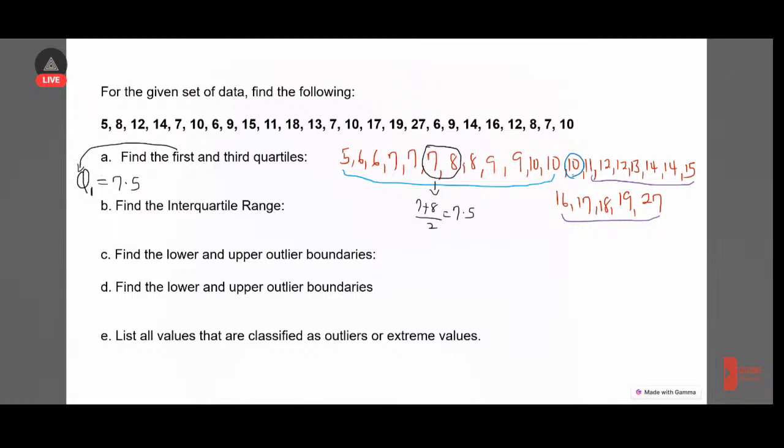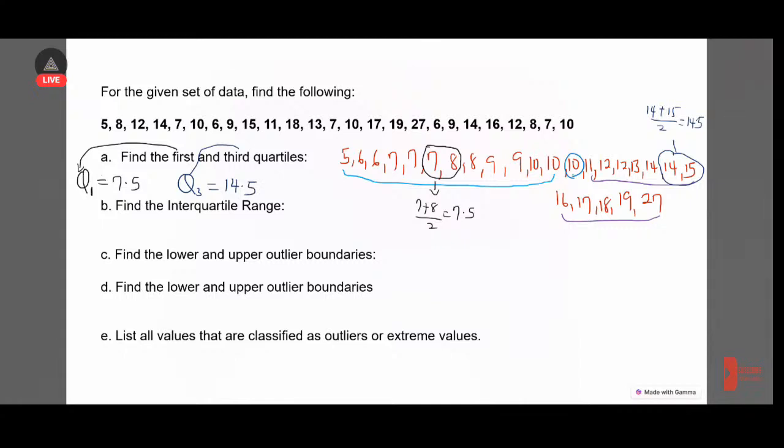Secondly, we have the third quartile, represented as Q3. So you look at the other half of the data. What is the middle value? It's going to be the 6th and the 7th value, which is 1, 2, 3, 4, 5, 6, 7. These are the middle values. If you take the average of these, it is 14 plus 15 over 2, which gives 14.5. So this should be 14.5.